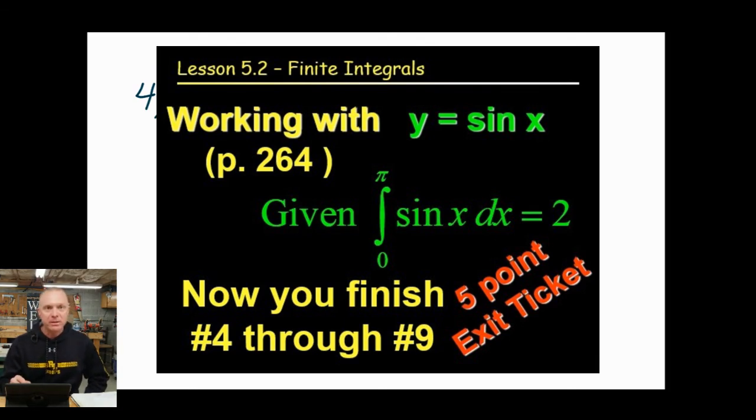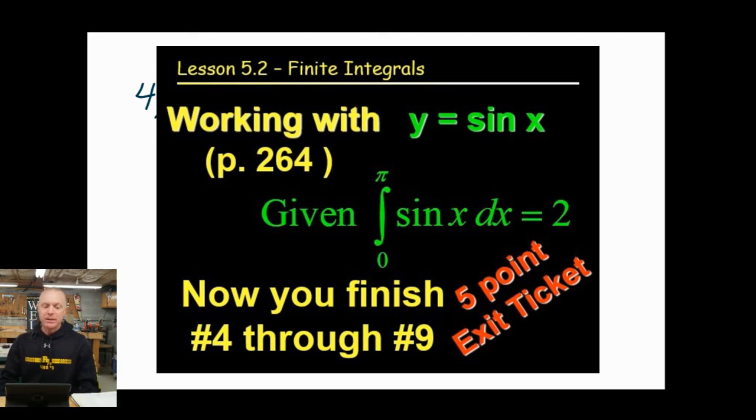All right, so we're going to make a little exit ticket out of the remaining questions. I believe it's 4 through 9. If you count carefully, there are 4, 5, 6, 7, 8, 9. That's 6 problems, and it's only worth 5 points. So I even give you one that you can get wrong, and it won't be counted against you.